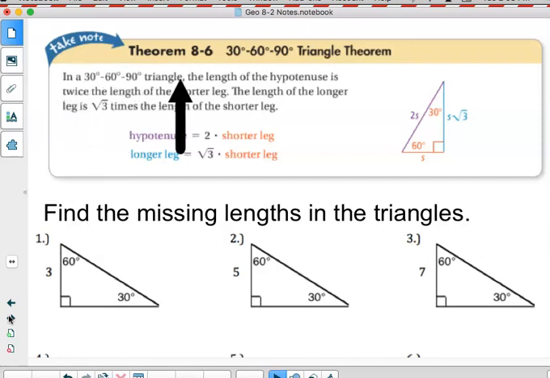In a 30, 60, 90 triangle, the length of the hypotenuse is twice the length of the shorter leg. The length of the longer leg is the square root of 3 times the length of the shorter leg. What does that mean? Again, we're going to take these S's and make them X's, because that'll drive me insane and maybe you. My longer leg is equal to my short leg times the square root of 3. My hypotenuse is equal to the short leg times 2. So the short leg runs the whole deal. Once I get the short leg, I can get the others.